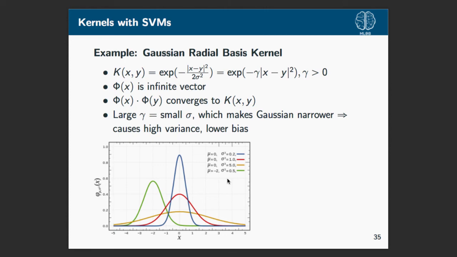Is this gamma? Sorry, not gamma. 5x, 5y? Yeah. Like, what does it converge to? Zero. Oh, it converges to this kernel. Oh. Yeah, yeah.